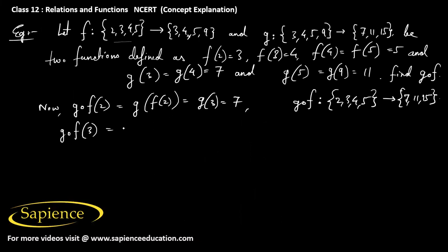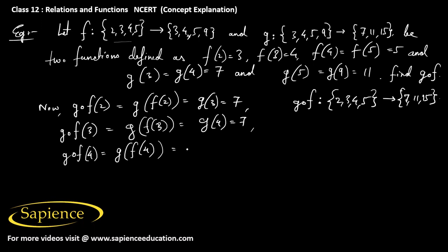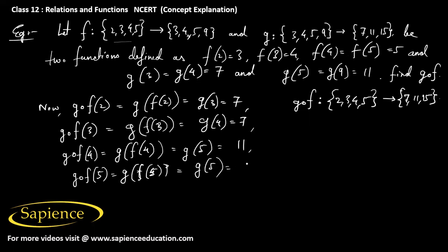Now here g of f of 3 is g of f of 3. f of 3 is 4, so g of 4 is 7. Then we have to find g of f of 4. f of 4 is 5, so g of 5 is 11. And g of f of 5 also we have to find. f of 5 is 5, so g of 5 again, that is again 11.